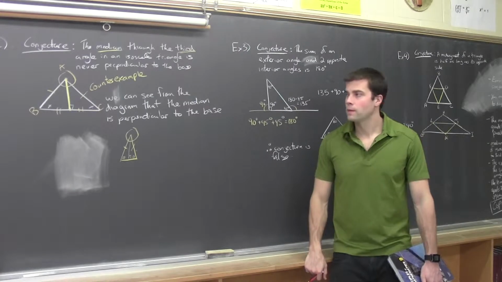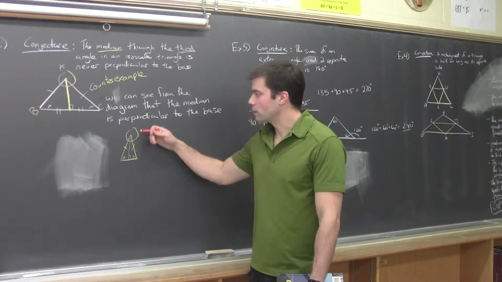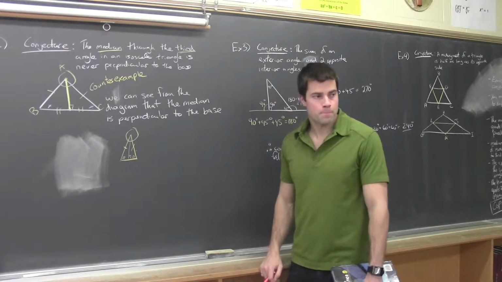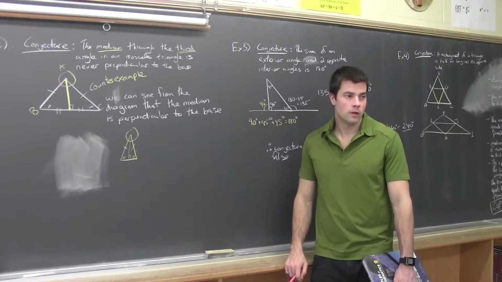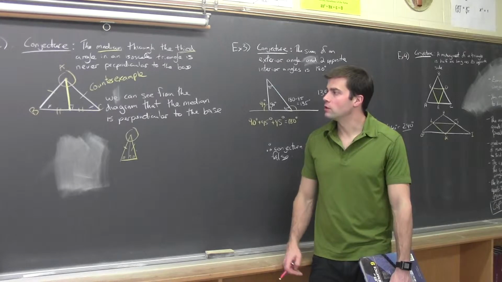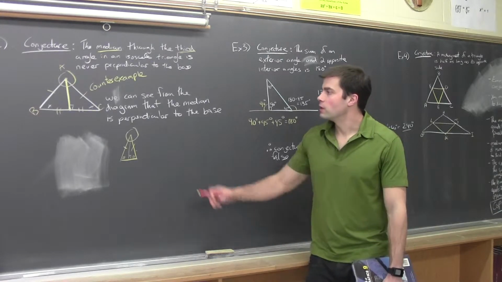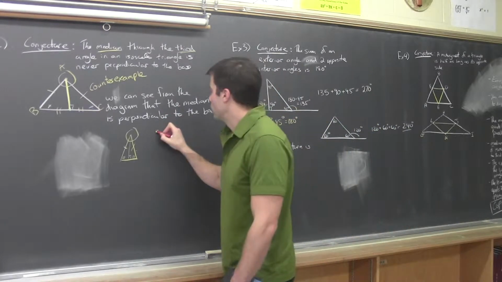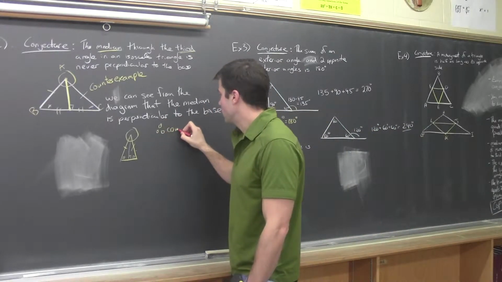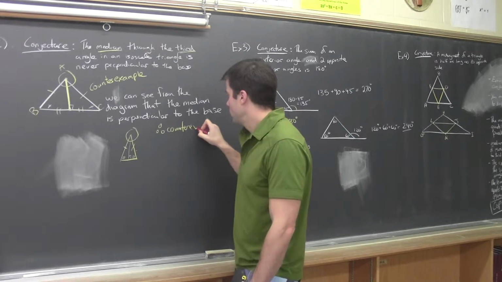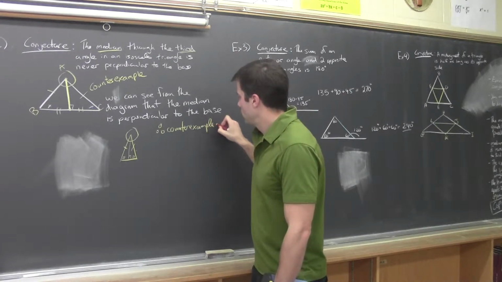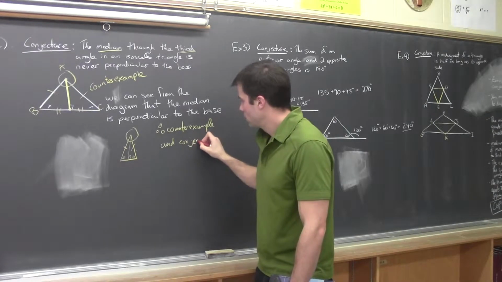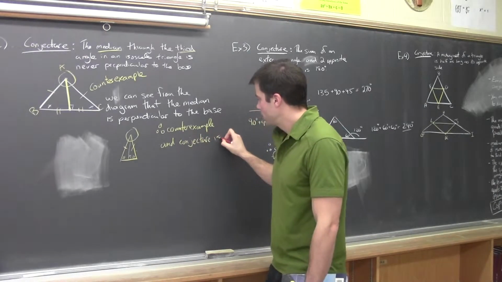Shouldn't you get more examples? Yeah, we can draw more examples, but in each case it's going to be the same. Is that just for triangles? Yes. And there are more examples in the textbook. So we can see from the diagram that the median is perpendicular to the base. Therefore, it's a counterexample, and the conjecture is false.